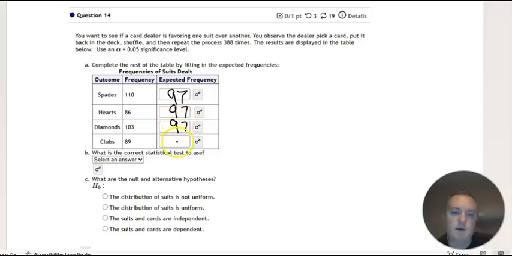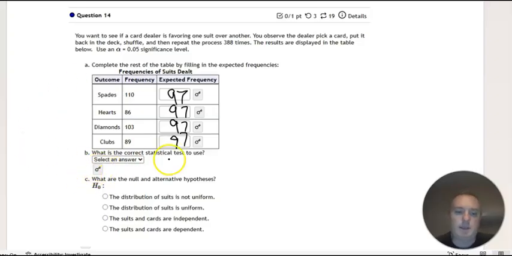So what our chi-square test is going to do is going to tell us, okay, could this happen by chance? Could we get 110, 86, 103, and 89 as our result, assuming that we have an actual standard deck here? Or are our results so strange or so unusual that we would suspect that the dealer is giving us a bad deck that has maybe more spades or diamonds in it than hearts and clubs?